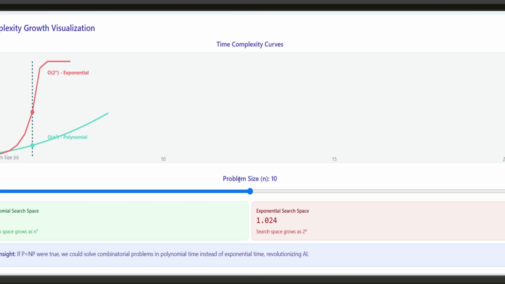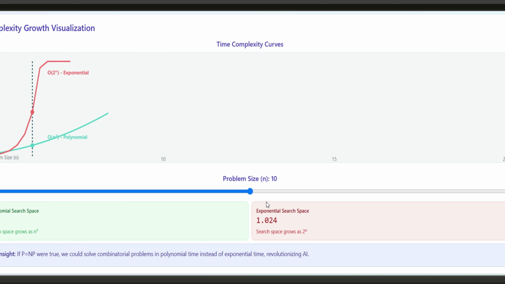At n equals 10, the polynomial function gives us 100. So that's 100 operations, which is not a big deal. But for the exponential function, we are already at over 1000, and that's 1024. And if you keep going past that, the numbers get out of hand very quickly. So that's the danger with exponential growth. It doesn't take long before it becomes impossible to compute in practice.